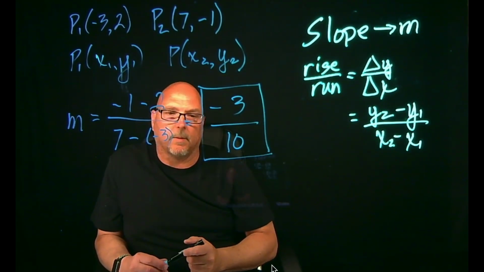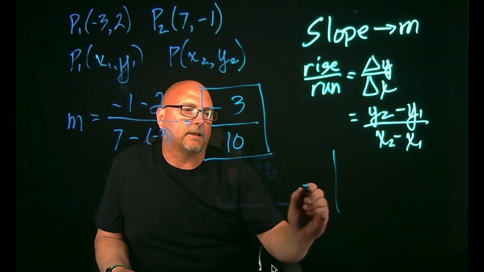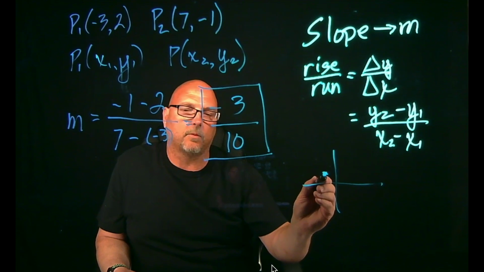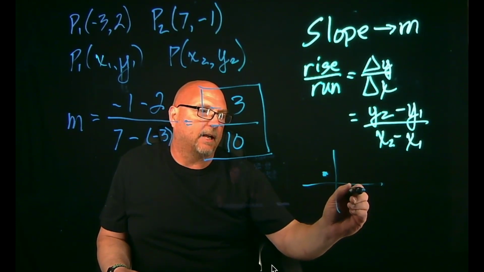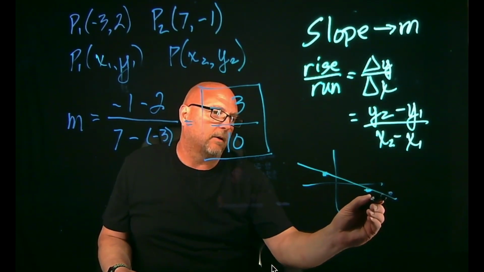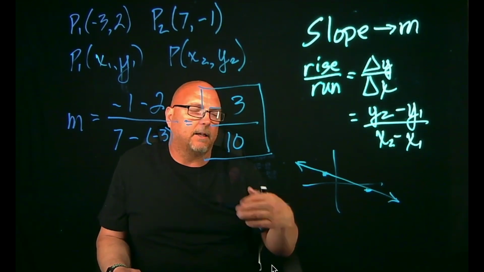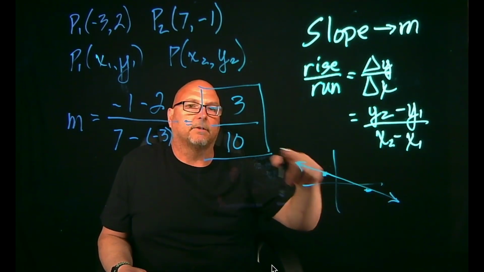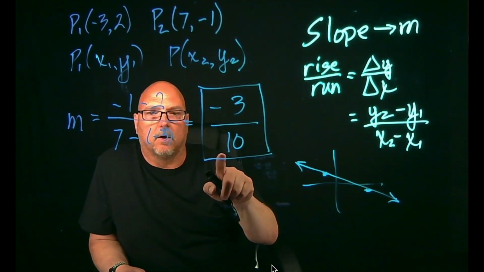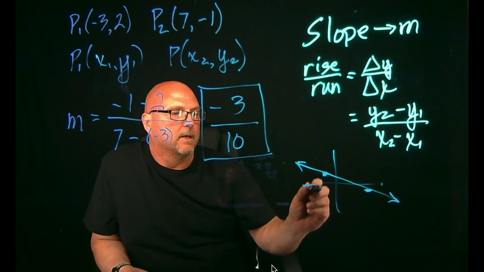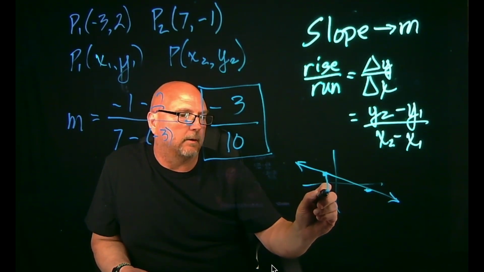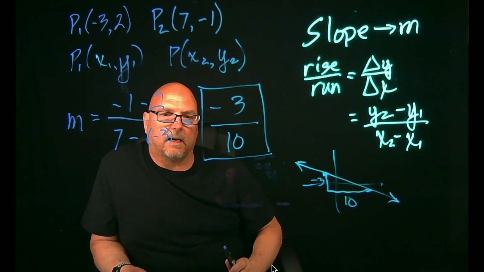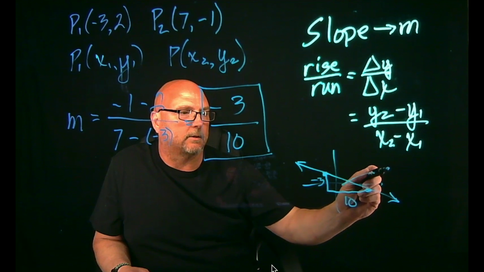So that means, keep in mind, if I were to plot these points, -3, 2 is up here somewhere, and 7, -1 is down here somewhere. So if I connected those points, I see that I do have a line that goes downhill. So that's a negative slope. So that's what the -3/10 takes into account. So rise over run would be rise -3, run 10. So if you did have graph paper and you wanted to draw this, it is called a slope triangle.